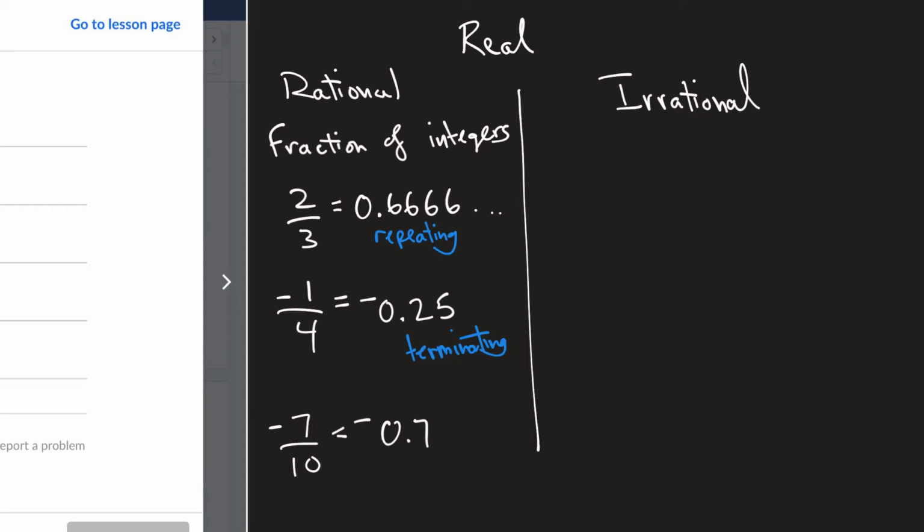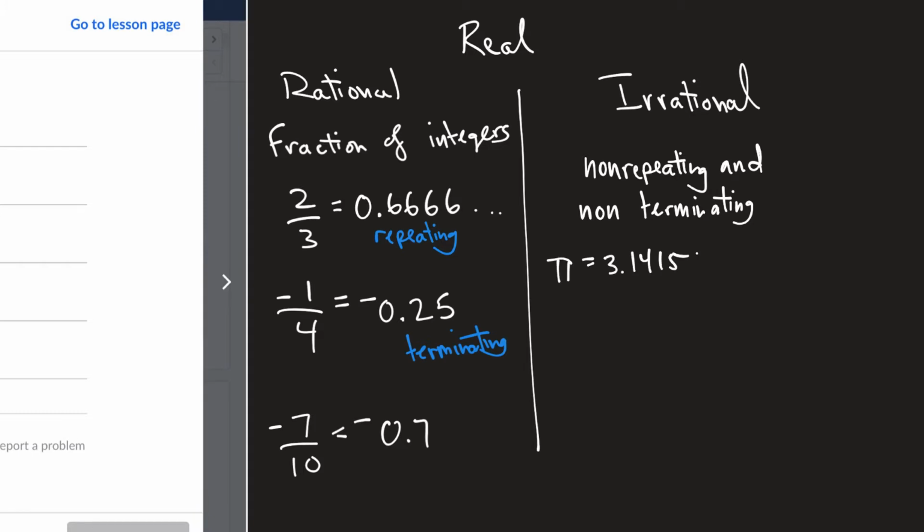Now, the irrational numbers are non-repeating and non-terminating. So the classic example is pi. That starts as 3.1415926535897, and so on. That keeps on going, but notice there's no pattern to this. It doesn't follow this where nothing repeats and nothing terminates.